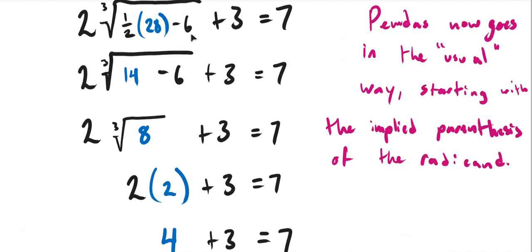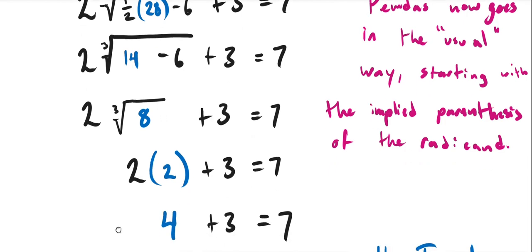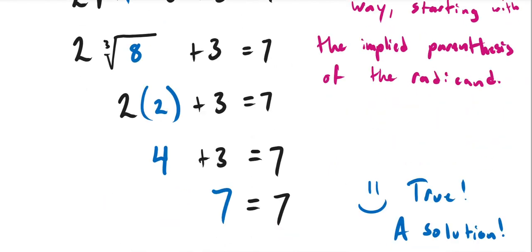So now PEMDAS is going to work in the other direction. We work at the deepest parentheses, which in this case is the radicand. We evaluate that first. 1/2 of 28 is 14. 14 minus 6 is 8. The cube root of 8 is 2. And then we do 2 times 2 is 4, and 4 plus 3 is 7. And yeah, that works. 4 plus 3 is indeed 7. So we have a true statement, and this was a solution.